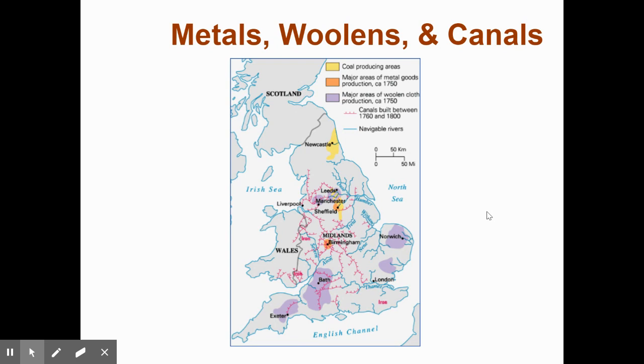So movement of goods by boat is very efficient in terms of energy. It is much easier than movement by road, at a time before pavement was invented and roads were terrible. So this huge system of canals made it possible to move coal and woolen goods and metals throughout England.